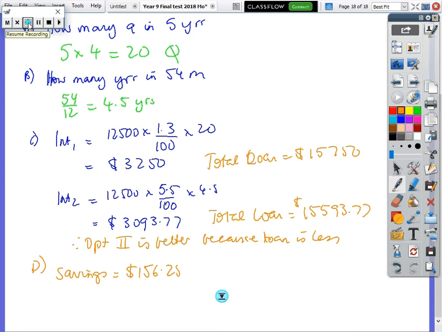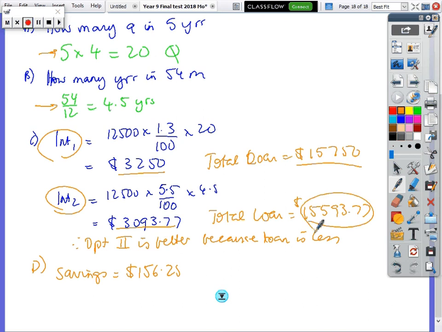Okay, so I think I just paused. So the first question was how many quarters in 5 years? So it's 5 times 4 is 20. Next one was how many years in 54 months? 4.5 years. The first interest was $3,250. So the total was that. Second interest was $3,093. So the total was that. So option 2 is better because the loan is less. And how much did you save? $156.25. Okay, that's it. Bye.